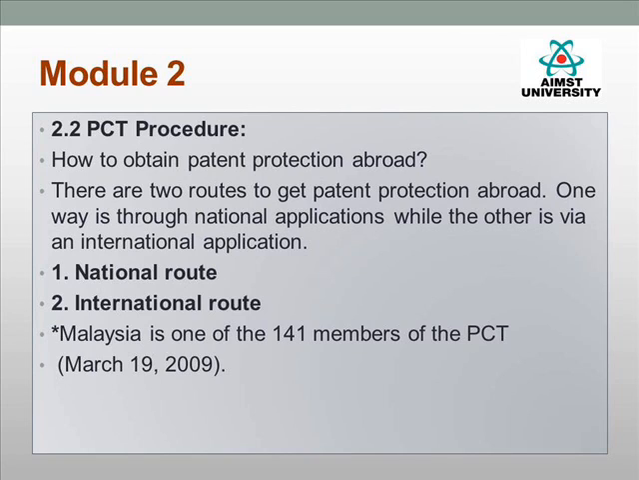International route. For those seeking patent protection in many countries, it is advisable to consider opting for the international route by filing one single international application as provided by the Patent Cooperation Treaty. This option, however, is only available for nationals or residents of member countries of the Patent Cooperation Treaty. Malaysia is one of the 141 members of the PCT, as at March 19, 2009.